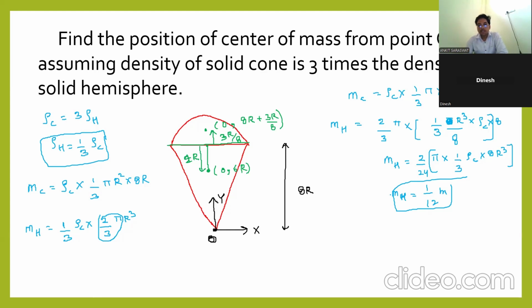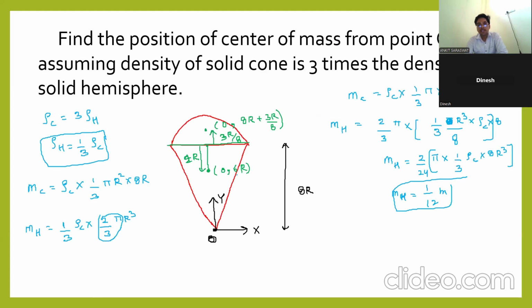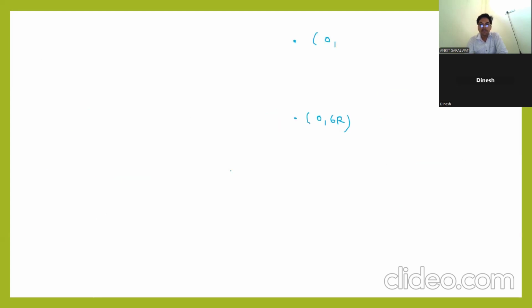That is our job, to make you understand how to apply and how to approach a question. Now you got the mass of cone is m, and its coordinate is 0, comma 6r. And what is the coordinate of the hemisphere? 0, comma 8r plus 3r/8. That is 8 8s are 64, 64 plus 3, 67r by 8.